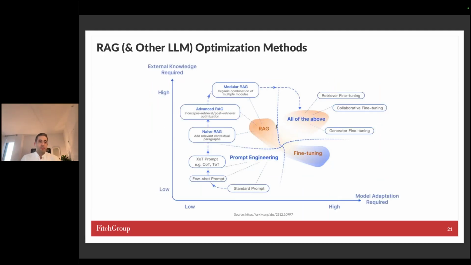Some optimization methods. The key takeaway from here is as you go up and as you go to the right, your solution becomes more and more complex. Do you need to take all of these steps for every single RAG solution? Probably not. At the scale at which we are operating at Fitch, we have taken many of these. The only one that is not in production yet, but we're already experimenting with, is fine-tuning.